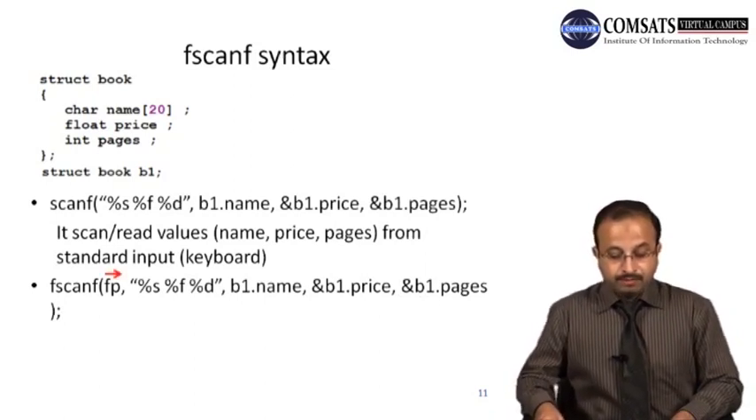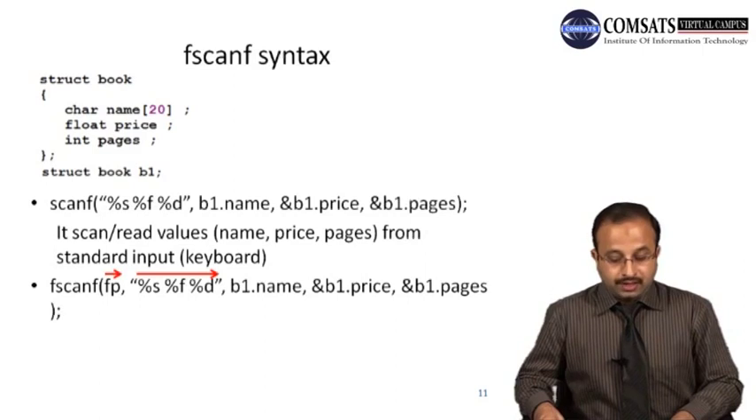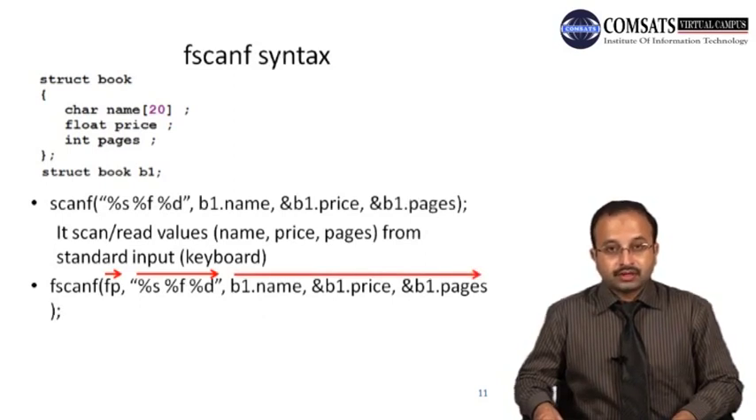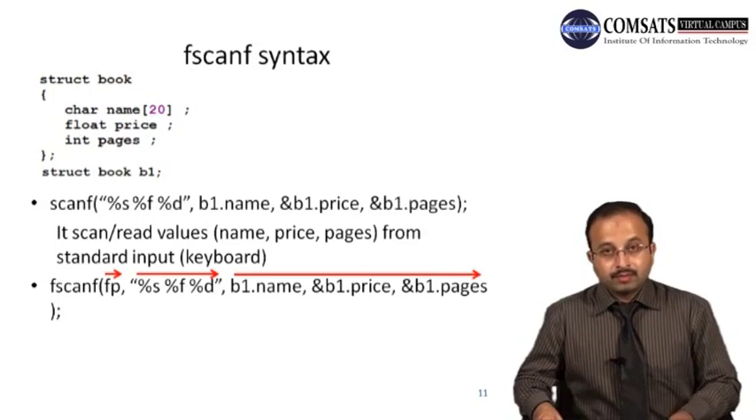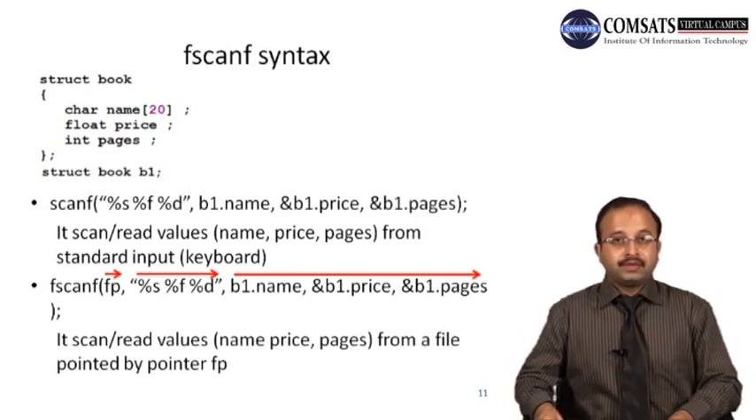So it reads from fp. This is the string it has to read. The first value is string, the second is float, and third is integer, and store these values over here. यहाँ पे store कर देगा, इन memory locations पे store कर देगा. So तीन values read की हैं, तीन अपने memory location बता दी हैं. ठीक है? It scans or reads values, name, price and pages, from a file pointed by the pointer fp.